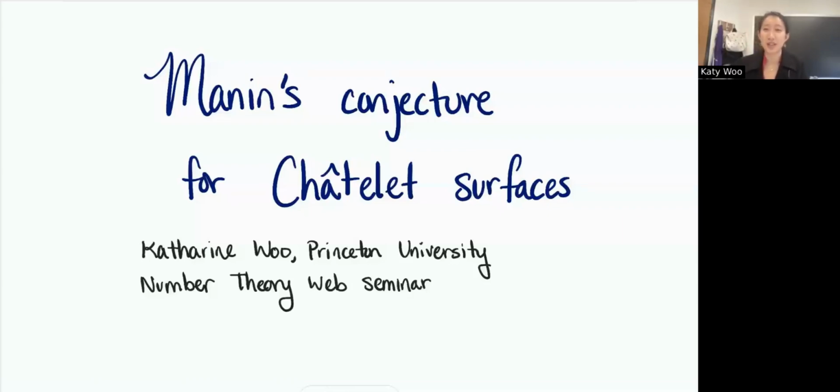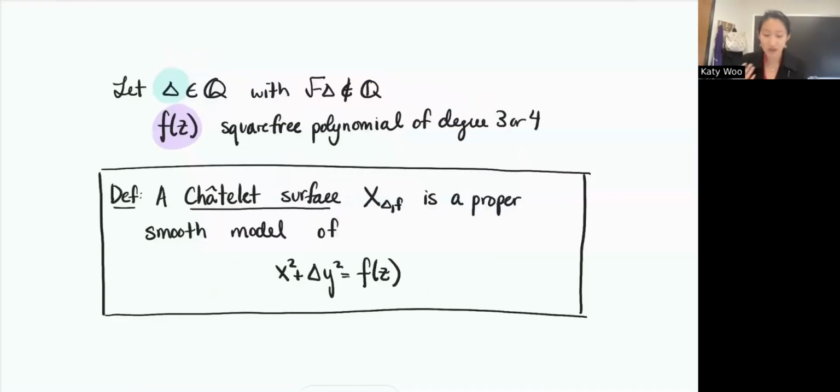So I'm going to talk about Manin's conjecture for Châtelet surfaces. So first, what is a Châtelet surface? Let delta be a rational number such that negative delta is not a square, and let f of z be a square-free polynomial of degree 3 or 4. Then a Châtelet surface will be a proper smooth model of the affine equation x squared plus delta y squared is equal to f of z.